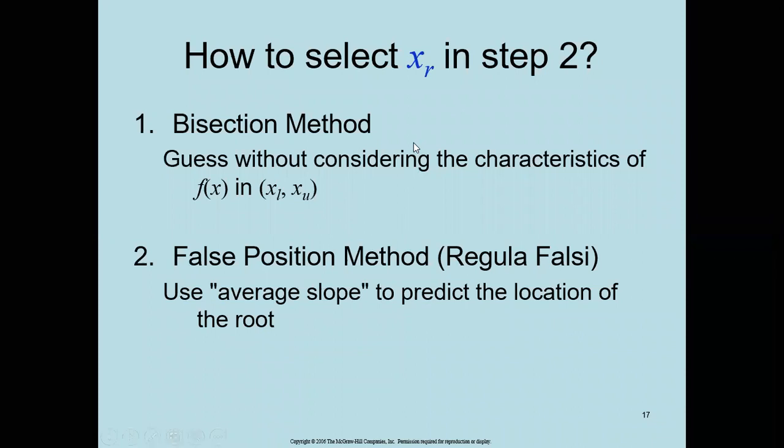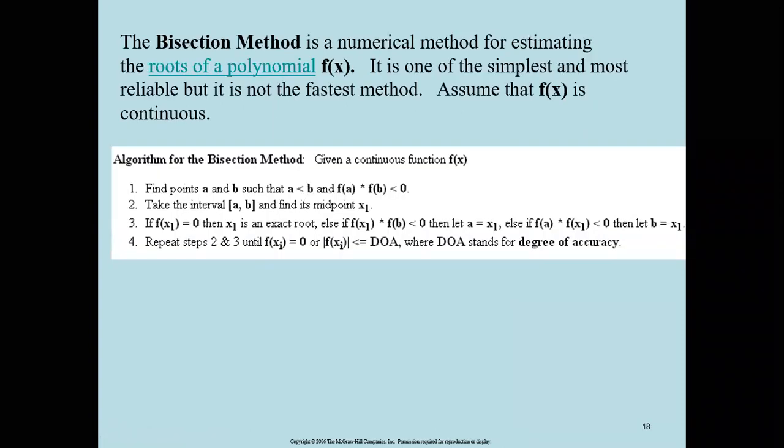So how do we select x sub r in step 2? For the bisection, we need to guess without considering the characteristics of f of x. And second, for false position or regula falsi, you can use the average slope to predict the location of the root. The bisection is considered a numerical method for estimating the root of the polynomial f of x. It is one of the simplest and most reliable, but it's not the fastest method. Assume that f of x is continuous, and we have here the procedure algorithm for the bisection.